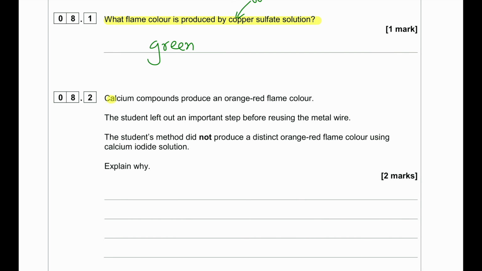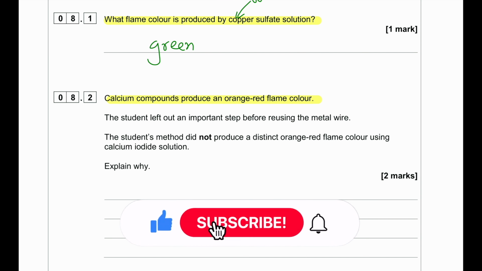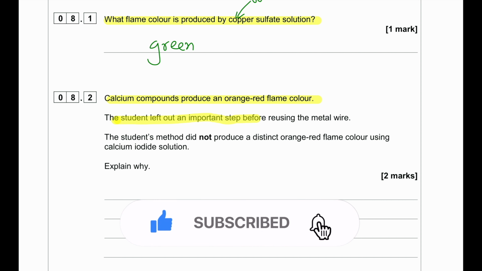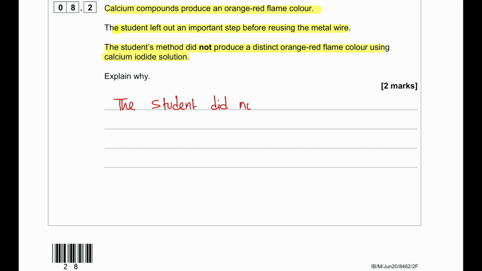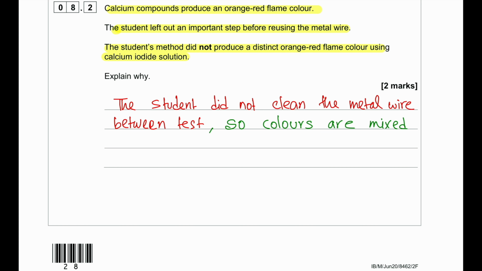Calcium compounds produce an orange-red flame color. The student left out an important step before reusing the metal wire. The student's method did not produce a distinct orange-red flame color using calcium iodide solution. So basically, the student did not clean the metal wire between the tests. Copper sulfate solution was still present on the metal wire, so the colors got blended once the student tested the calcium iodide.